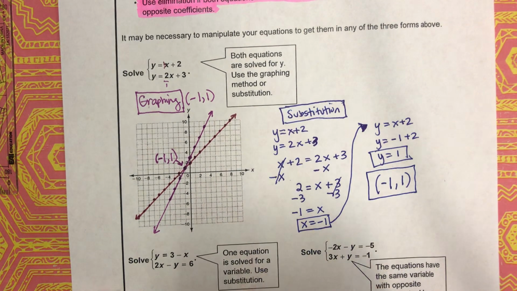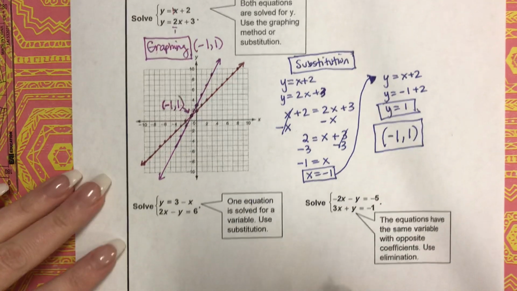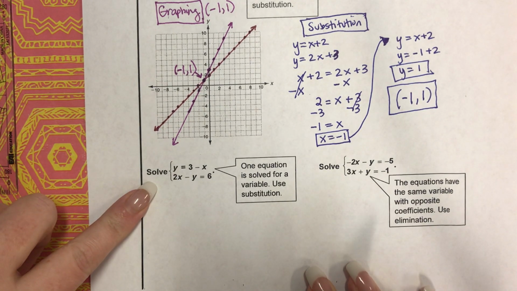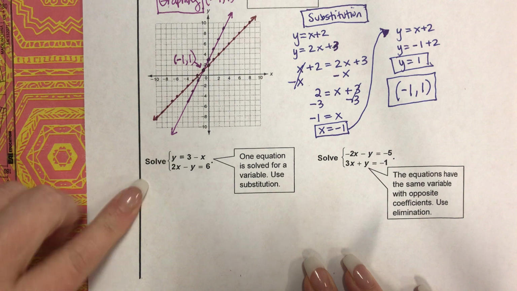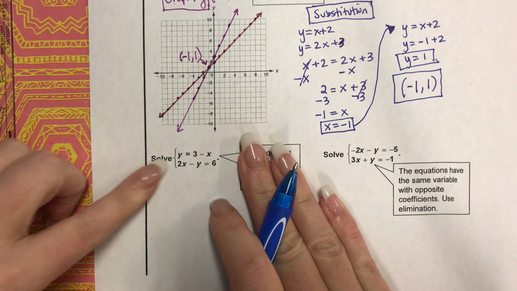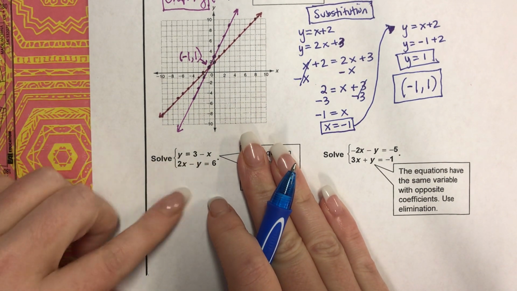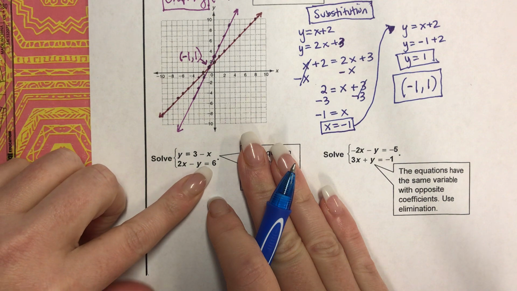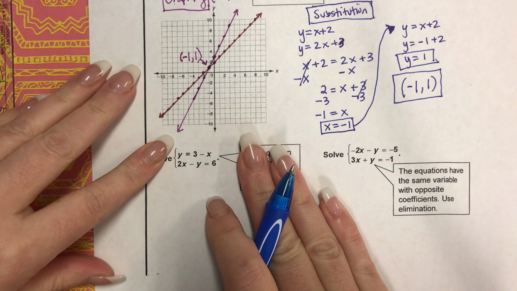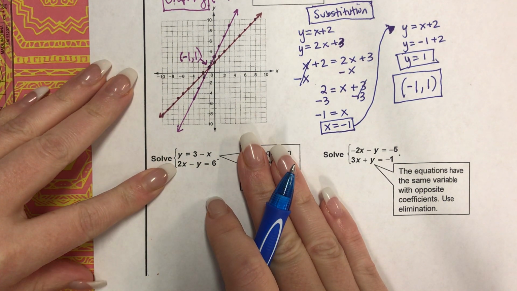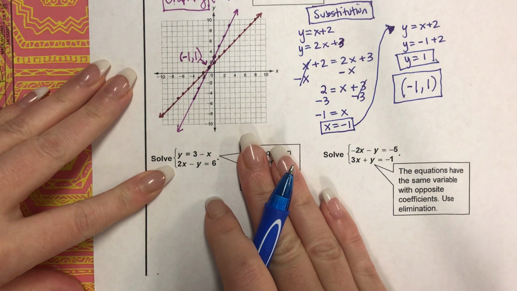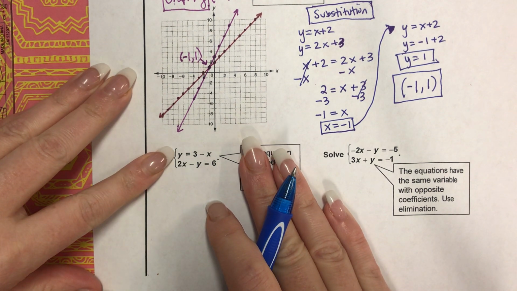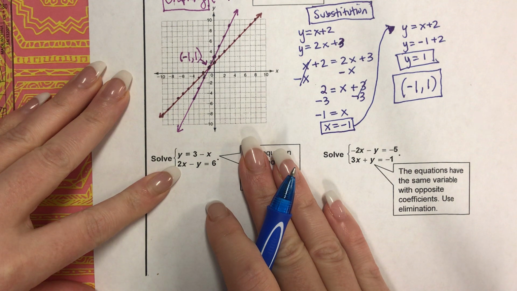Okay, perfect. Okay, let's look at a couple other examples. Let's look at this one. Okay, what do you notice about this one without looking? So we have y equals 3 minus x, 2x minus y equals 6. So would this be easiest to solve through graphing, substitution, or elimination, and why? I see this one solved for y, but this one is not solved for y.